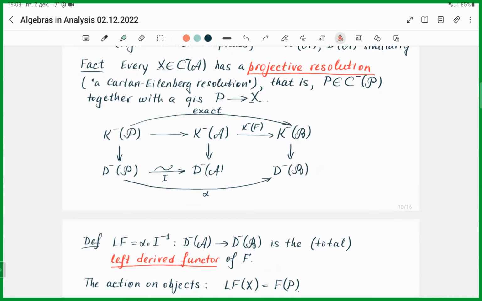It's quite easy to describe the action of this functor on objects. Namely, if X is an object of the derived category, that is a right-bounded co-chain complex, we simply replace X by a projective resolution and apply f component-wise. That's it.